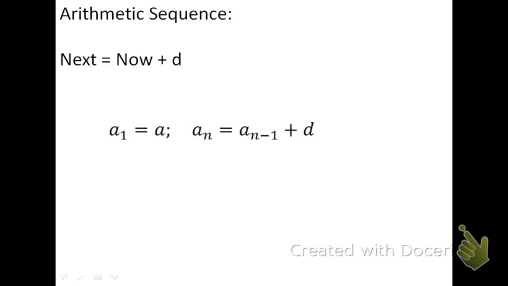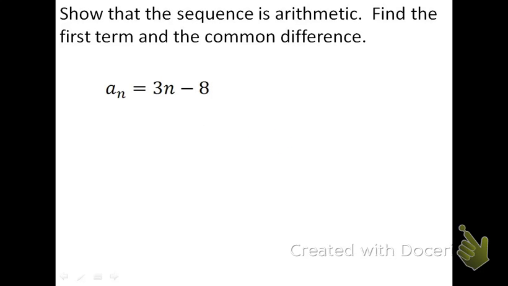So another way to think about an arithmetic sequence is that the next term is where we are now plus that common difference. So if a sub n plus 1 is the next term, then it is a sub n, the term before it, plus our common difference. To get to the next term, we take where we are now and add d, our common difference. Some of your homework problems will look like this.